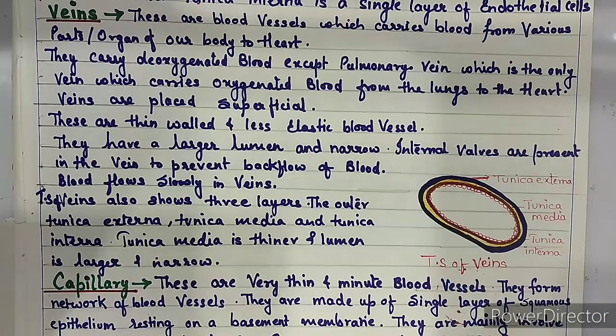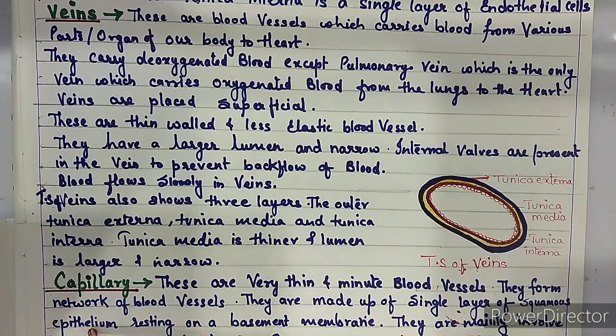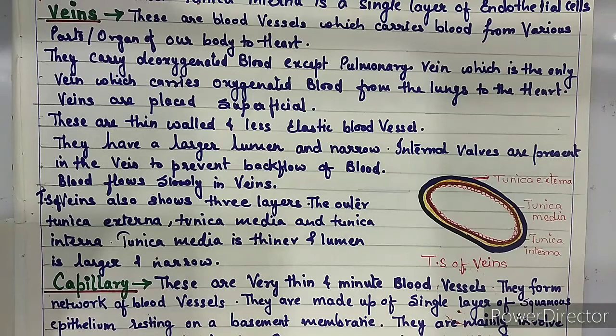Let us come to the third and the last type of blood vessels, that is capillaries. Now children, when you focus your attention on the capillaries, these are very, very thin, minute blood vessels, and they are so thin that they form a network of blood vessels. They are made up of a single layer of squamous epithelium which is resting on a basement membrane.